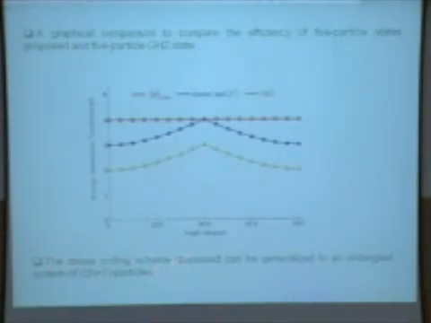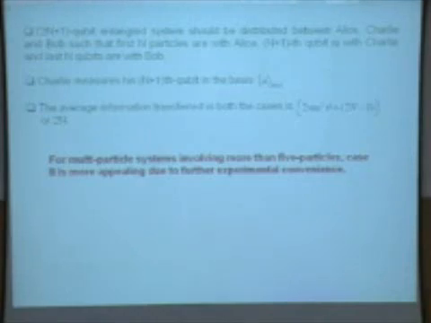This process has been generalized for a 2n plus 1 particle system, and the average amount of information that could be transferred from a sender to receiver is found as 2 sin square theta plus 2n minus 1 if one uses cluster or chi type of state, whereas it is 2n in case one uses the entangled state proposed by us. And the other important result that has been obtained is that for multi-particle systems involving more than 5 particles, case 2 is more appealing due to further experimental convenience.